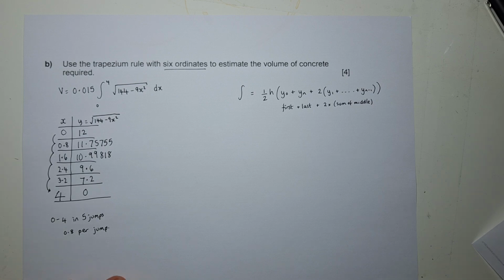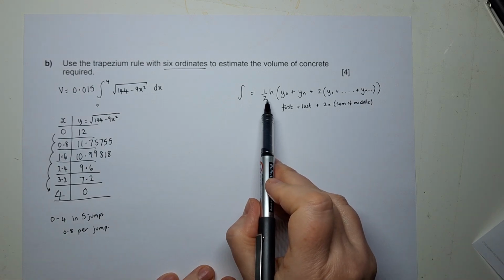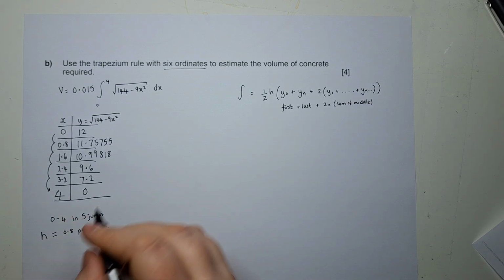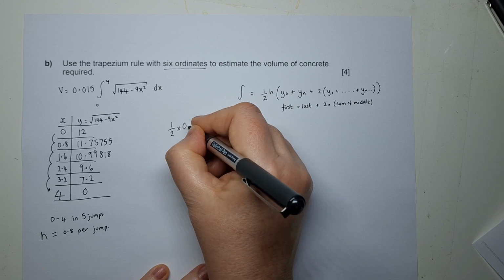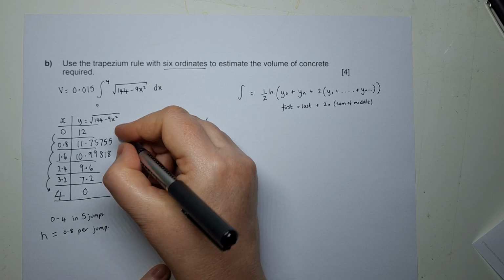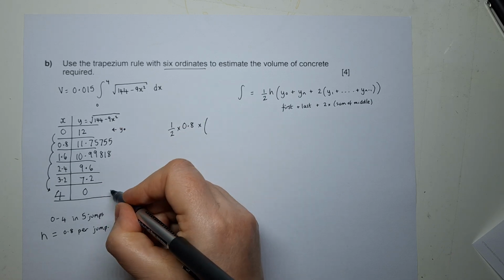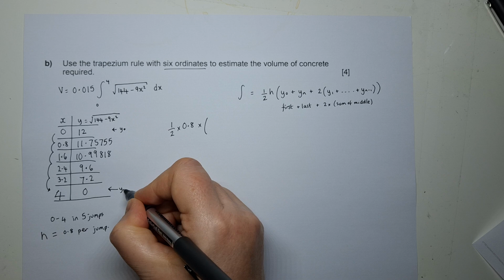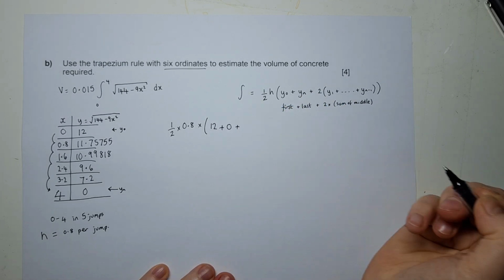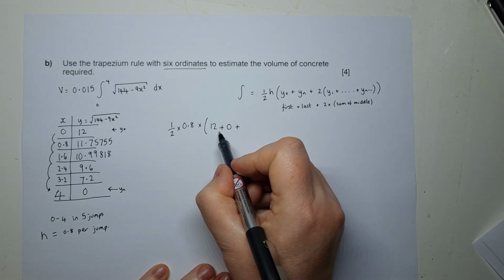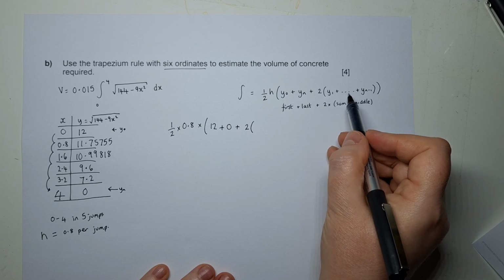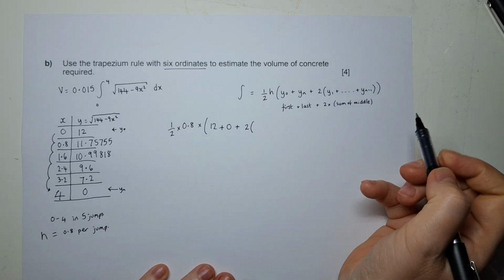Now, the trapezium rule is in the formula book. It's a half times h, and the h is the jump that you were doing, times by the first y, y0, plus the last y, which is yn. So y0 plus yn is 12 plus 0, plus 2 lots of y1 plus y2 plus y3 plus all of the middle y's that you haven't used yet.